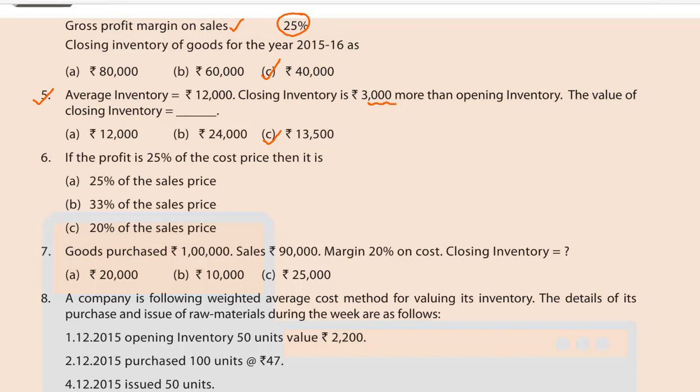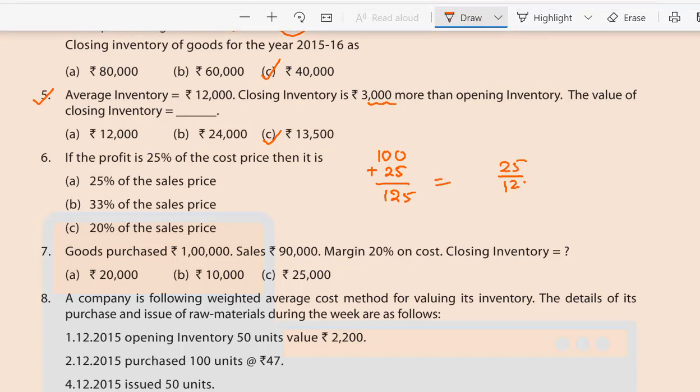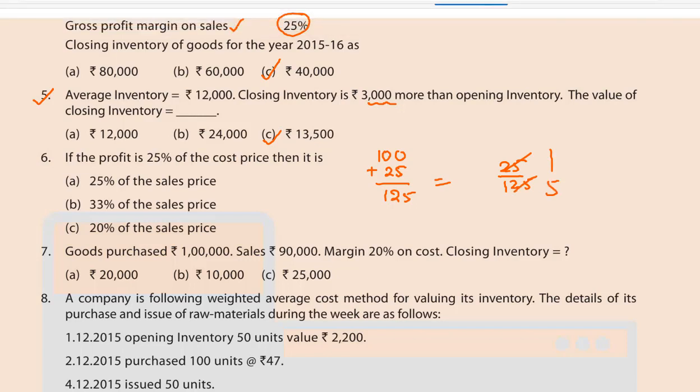Let's see question number 6. If the profit is 25% on cost, then what is it on sales? Suppose the cost is 100, profit is 25, so sales is 125. So it would be 25 upon 125, 1 by 5, 20% on sales. So the answer is C. Clear?